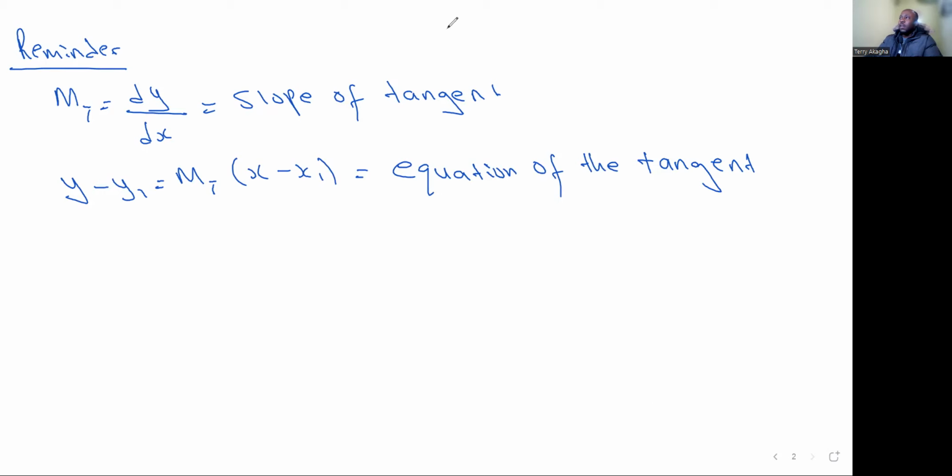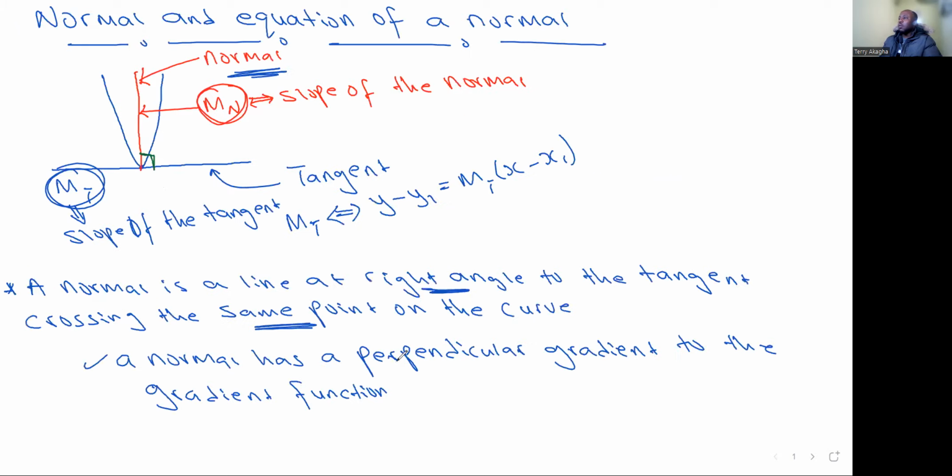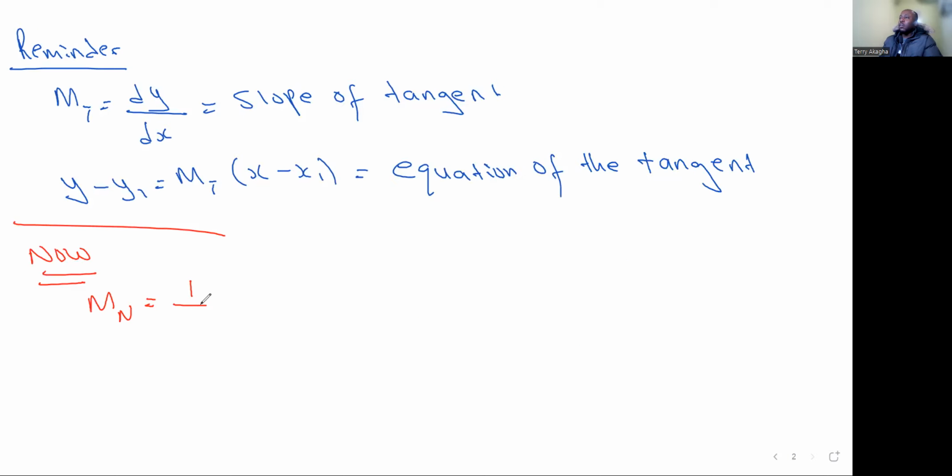Now, if you're looking for the slope of the normal, it's a little bit different. The slope of the normal is going to be equal to minus 1 over mt, because it's perpendicular. It's going to be the inverse of the tangent, but not just the inverse, it's going to be the negative inverse. So the slope of the normal is equal to what? The negative inverse of the tangent.